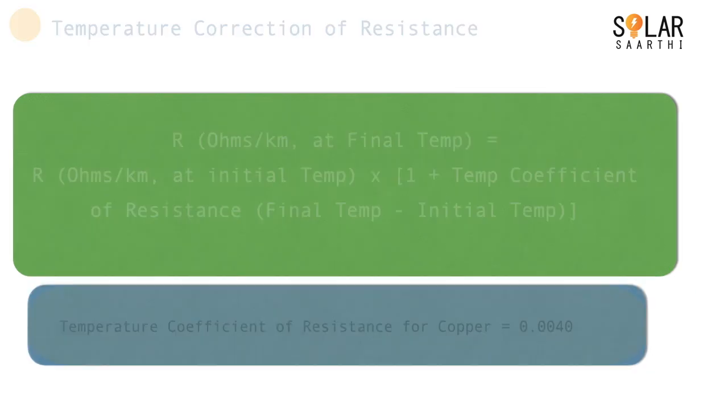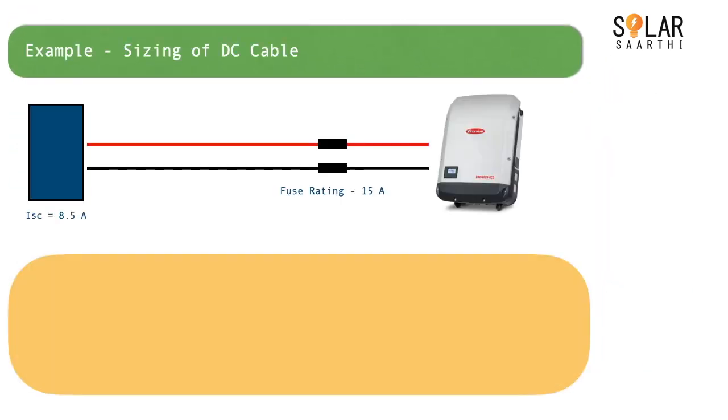Now let's have a look at the example: sizing of a DC cable. Here we have a module that has a short circuit current of 8.5 ampere. The fuse rating, that means we have an overcurrent protection device installed in a string, is a 15 ampere fuse. It's a single string array configuration. It is also given that 10 modules are connected in series in a string.